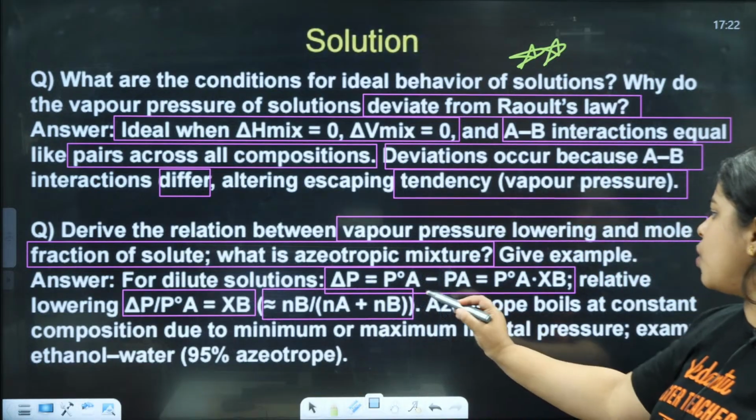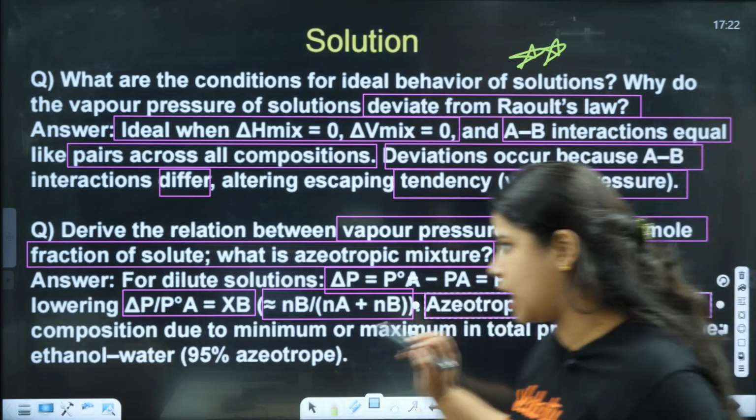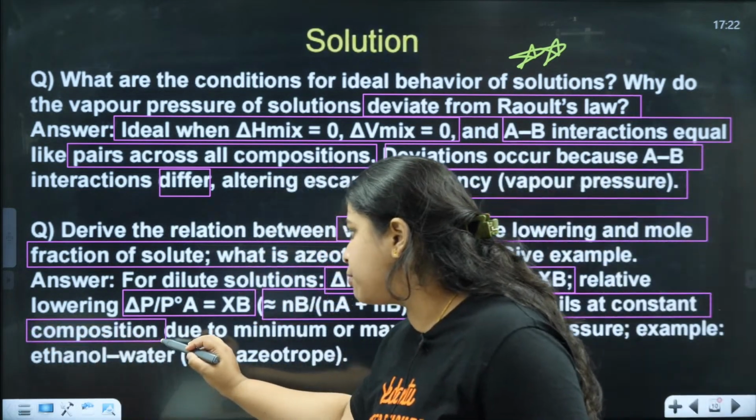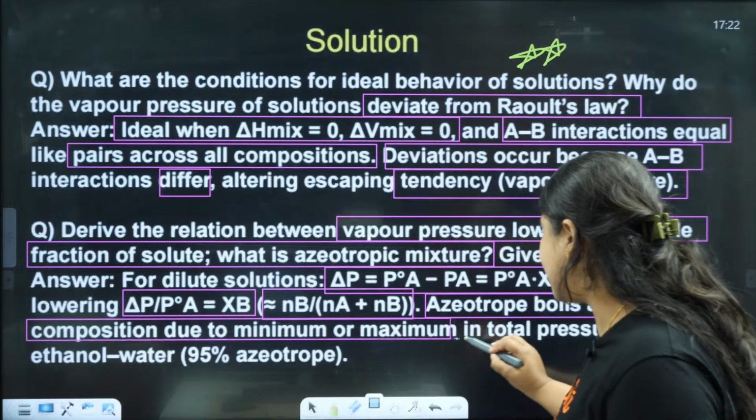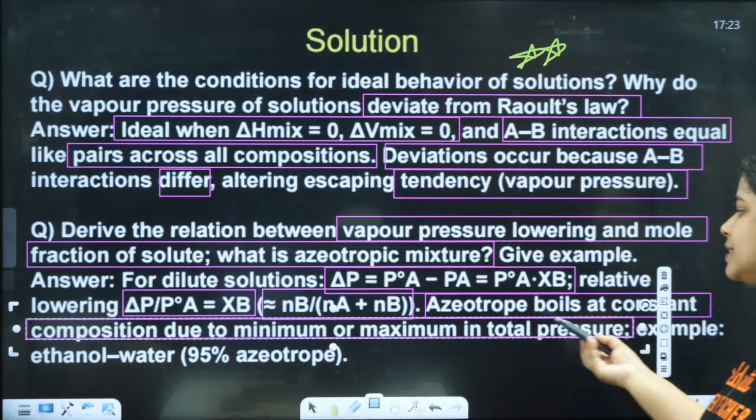So what happens with the azeotrope boiling? The azeotrope is going to boil at a constant composition, due to the minimum or maximum in total pressure, so at that time it starts boiling.